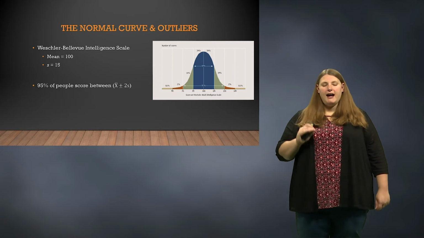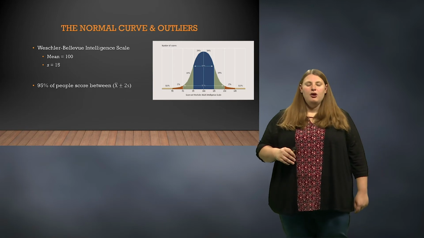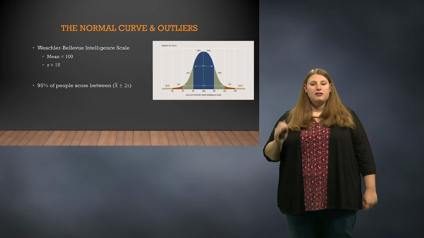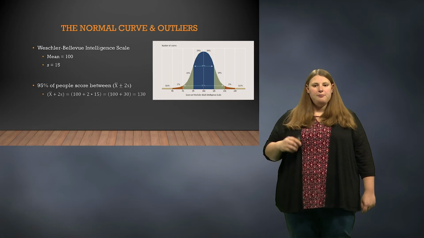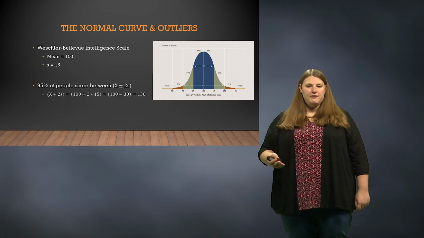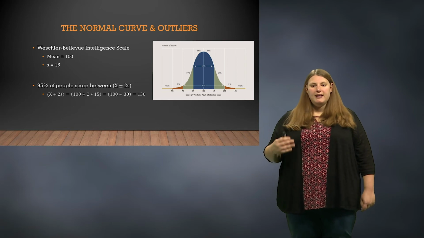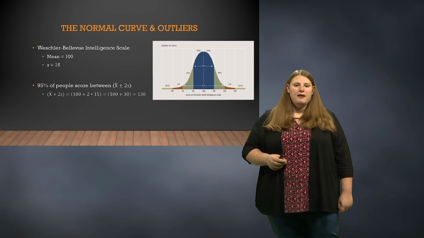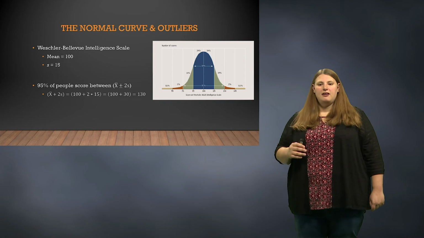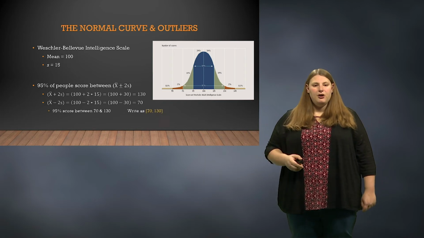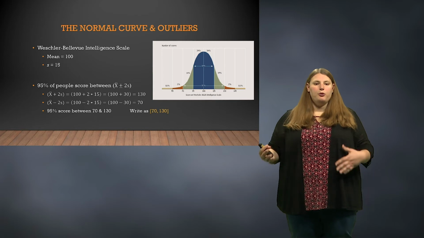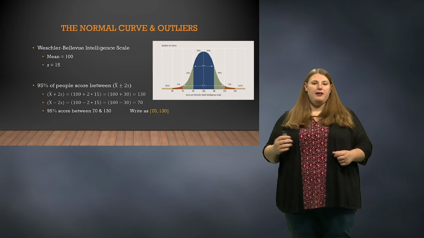We can now do the exact same thing for the 95% option, which requires us to add and subtract 2 of the standard deviation values from the mean. Mean of 100 plus 2 times the standard deviation of 15 gives us 100 plus 30, which is 130. Mean minus 2 times the standard deviation gives us 100 minus 30, or 70. And so 95% of people will score between a 70 and a 130 on the IQ scale.